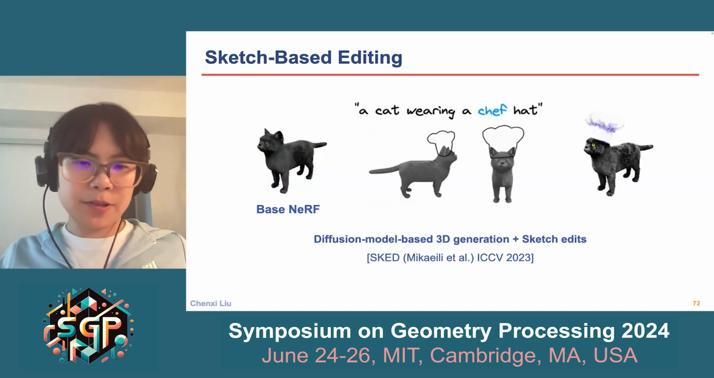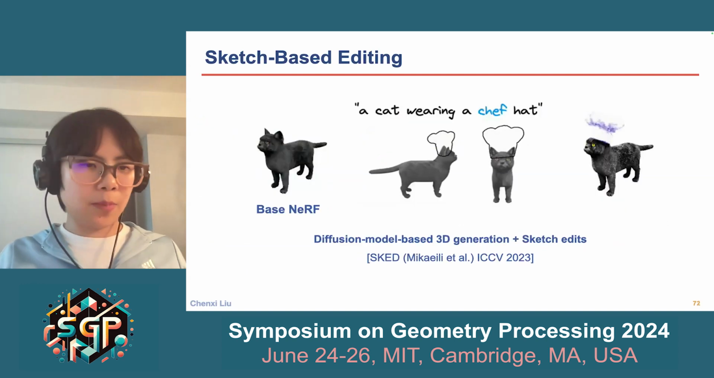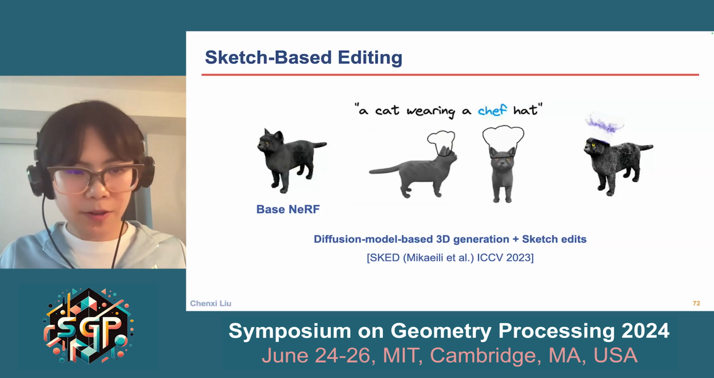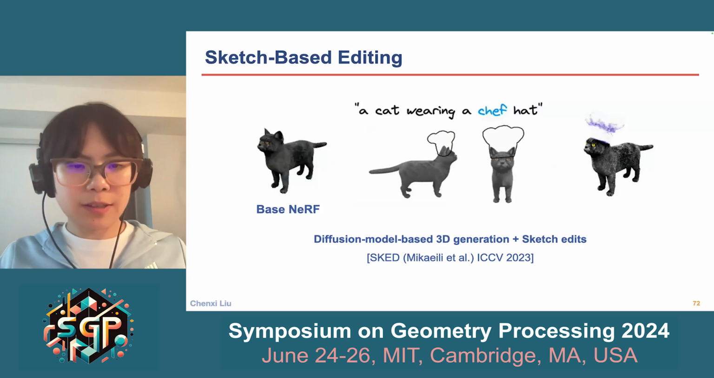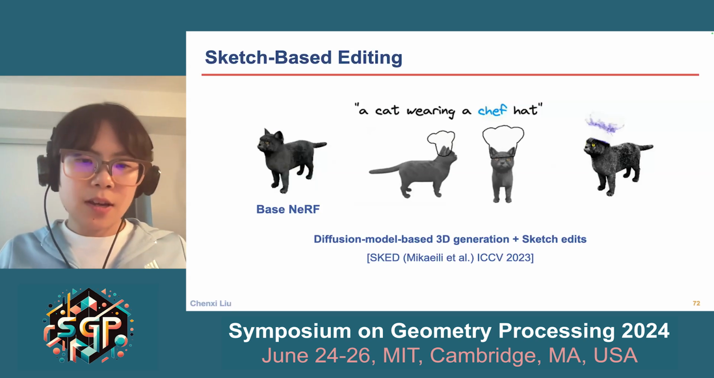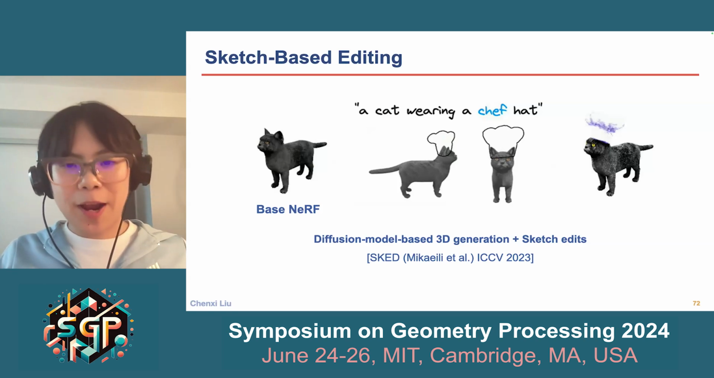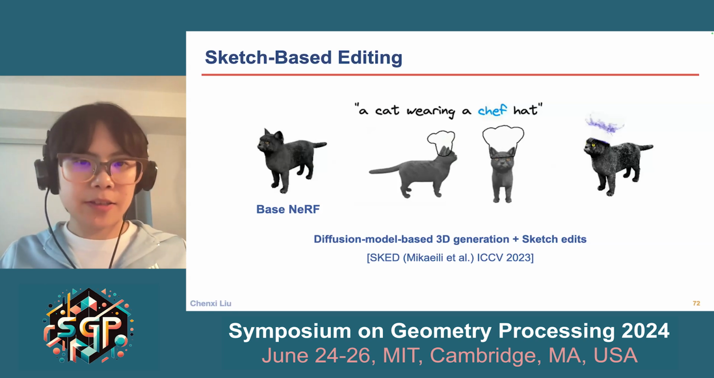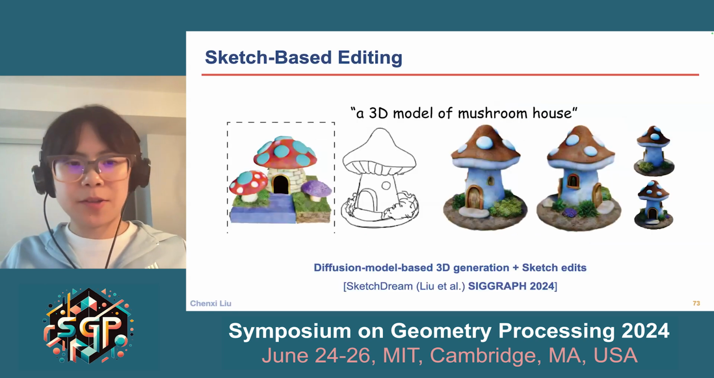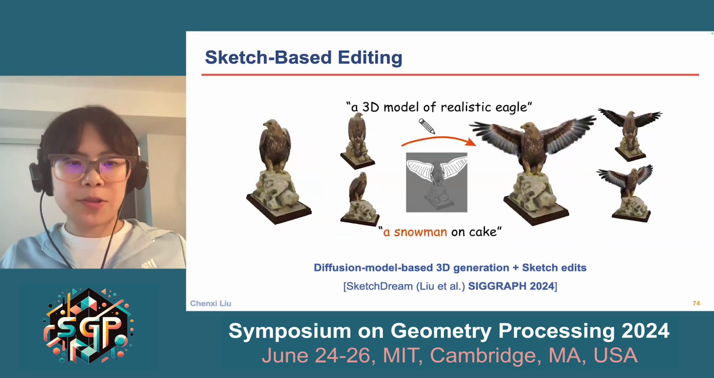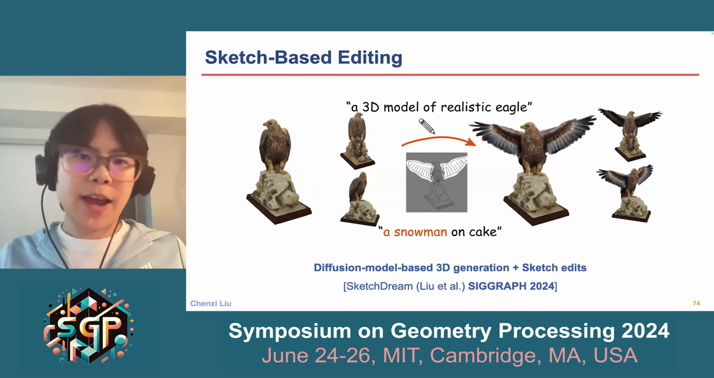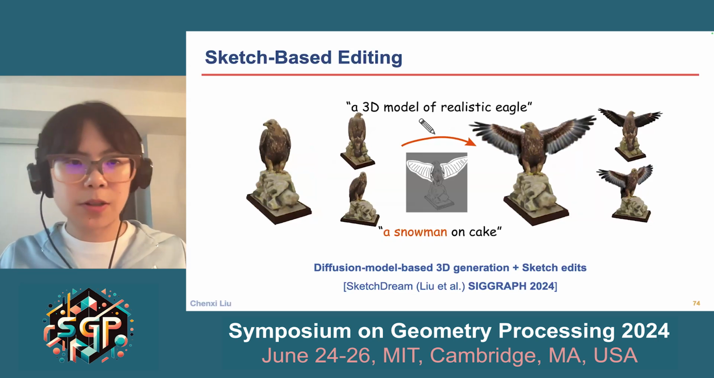But here's an emerging direction, and this is for diffusion-based 3D generation. The text prompt alone doesn't provide exact controls, which can be complemented by sketch editing. And here's a new paper, at the incoming SIGGRAPH, that turns a sketch into a 3D model. It also supports sketch-based editing, as we can see over here.